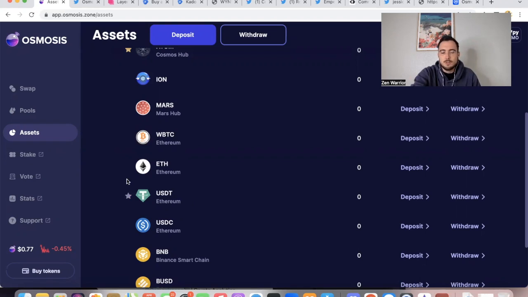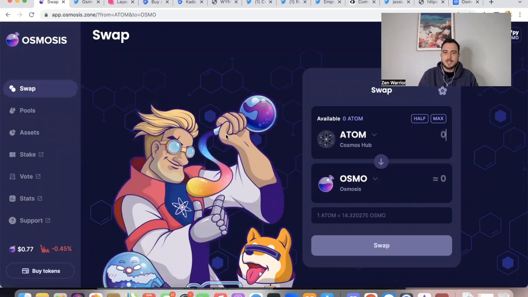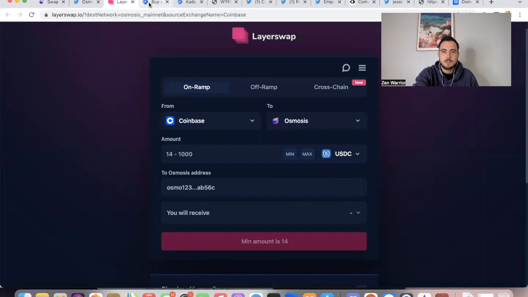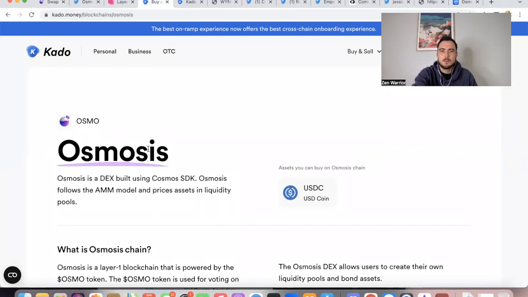You could trade all sorts of things. You go over to swap and you could swap your USDC for Cosmos gems, Ethereum, wrapped Bitcoin. So much is already on the Osmosis platform. So this isn't the only option. You also see here you could buy tokens, buy crypto, USDC with another platform called Kado. So Kado is another popular onboarding experience. I believe it's actually even cheaper fees than LayerSwap at the moment.